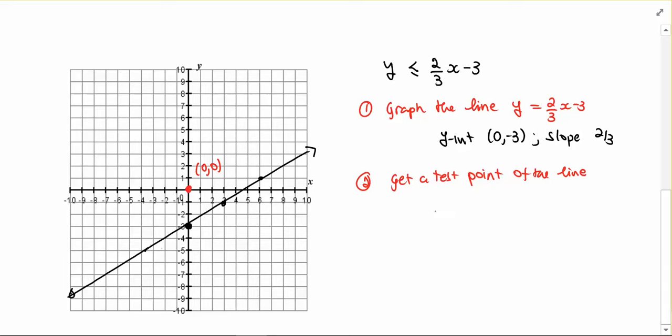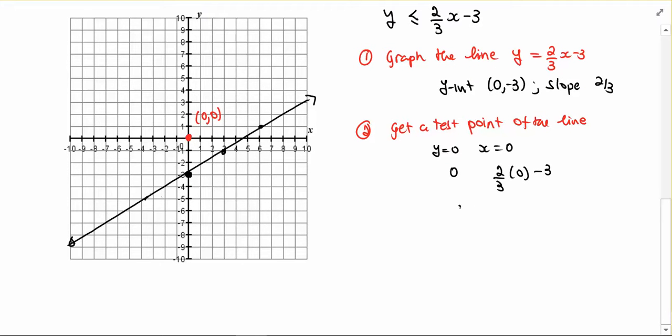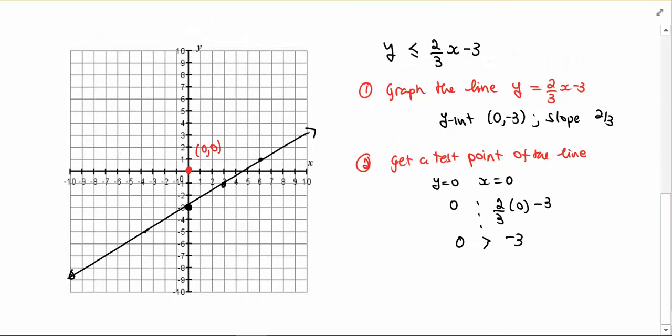So I put 0 for y and 0 for x, and I check to see what's going on. On the left, I have 0. On the right, well, that's 0 minus 3. So clearly it's that, which is not what I want, right? So 0, 0 is on the wrong side.